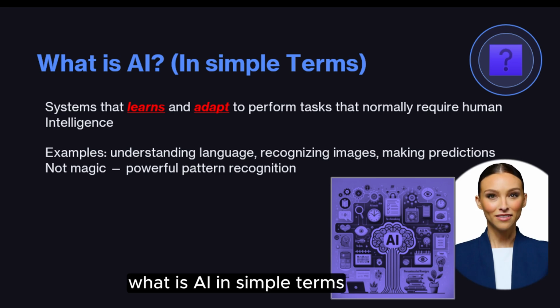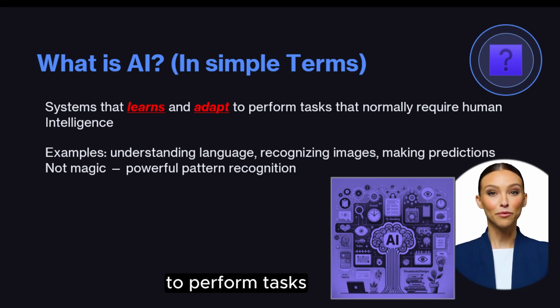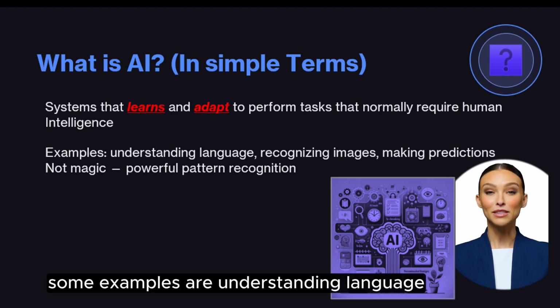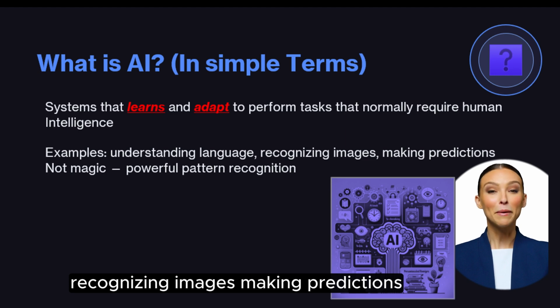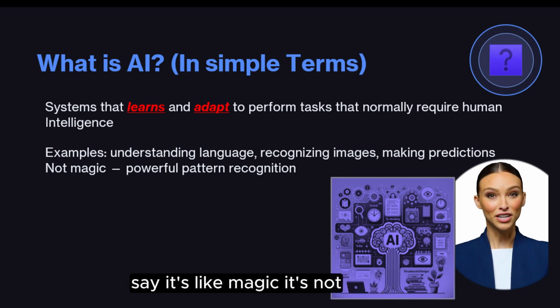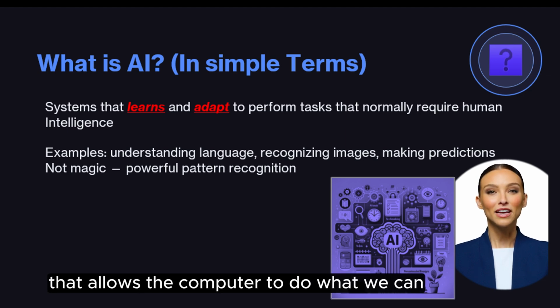What is AI? In simple terms, AI is a system that learns and adapts to perform tasks that normally require human intelligence. Some examples are understanding language, recognizing images, and making predictions. While some would say it's like magic, it's not. It is a system of pattern recognition that allows the computer to do what we can.